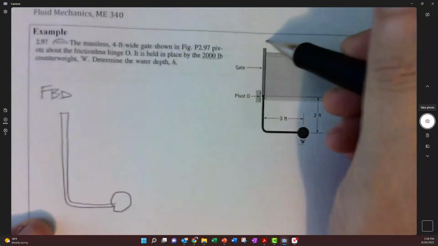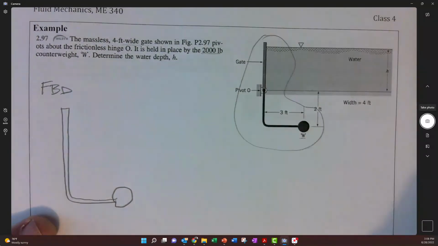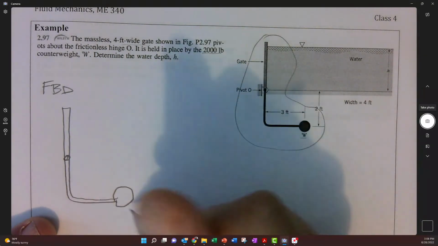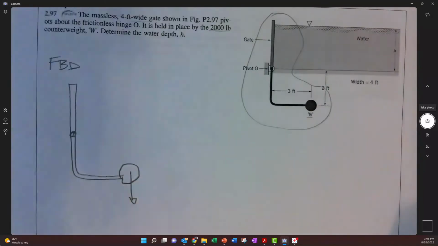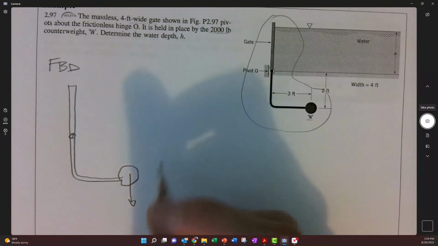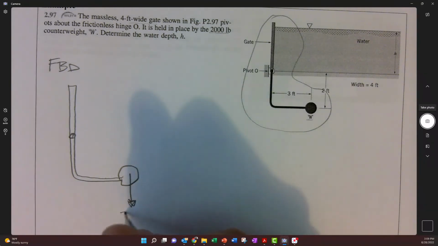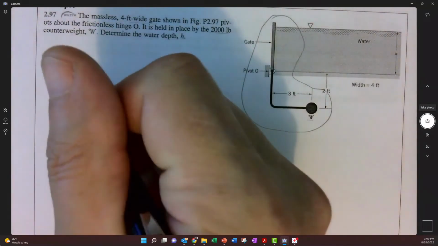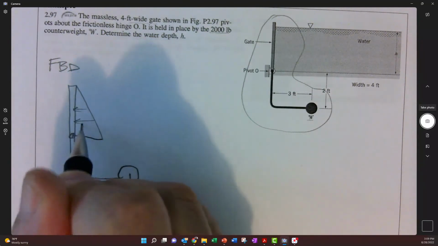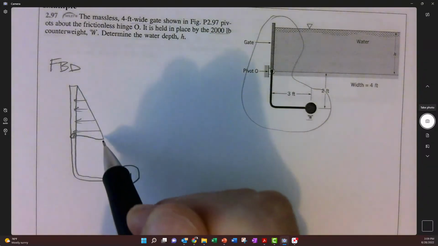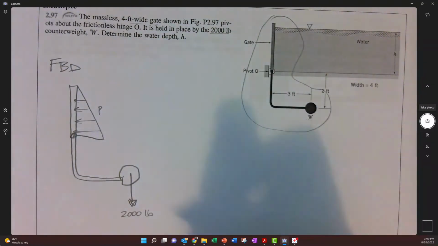This is the part right here where we're going to draw. We're going to isolate it. Right here is the hinge, and here's some weight coming down onto the thing. I could either label this with a W or put the value in there. Maybe I'll put the value, so 2,000 pounds. And we have a pressure gradient that looks like this, a triangular shape, and that pressure is distributed along those lines.